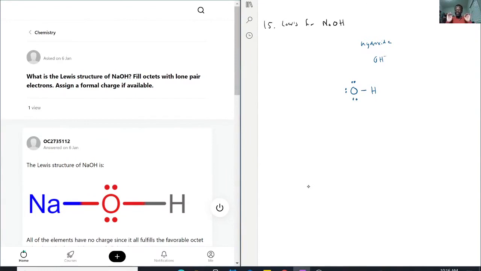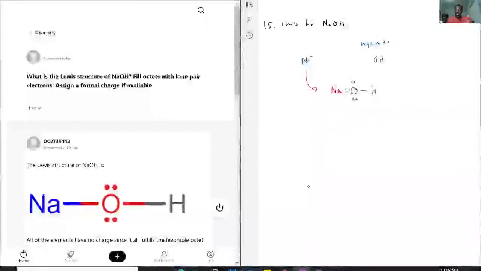Now, what happens here is that sodium, as an ion, got rid of 1 electron, so it would just be Na plus. This Na plus can just go right here and attach itself, because Na plus has no valence electrons, because it got rid of it. So that's how we can just slide it right there. And this actually would be the Lewis structure for NaOH.